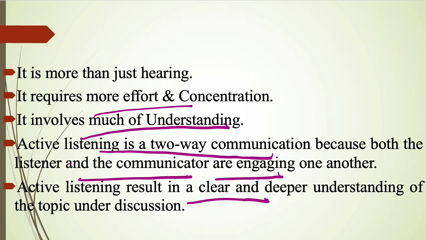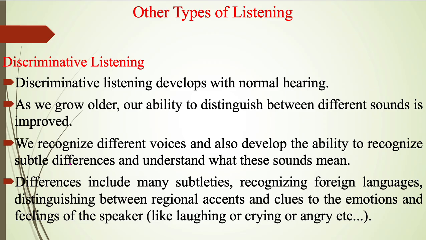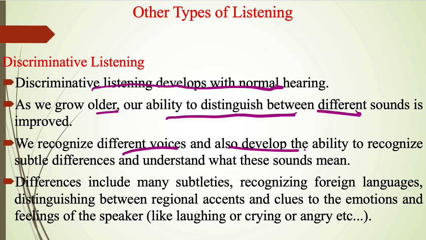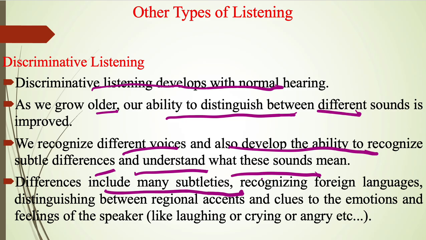Now, coming to the other types of listening, which is discriminative listening. Discriminative listening develops with normal hearing. As we grow older, our ability to distinguish between different sounds improves. We recognize different voices and also develop the ability to recognize subtle differences and understand what these sounds mean. Differences include many subtleties, recognizing foreign languages, distinguishing between regional accents, and clues to the emotions and feelings of the speakers, like laughing or crying or angry, etc.